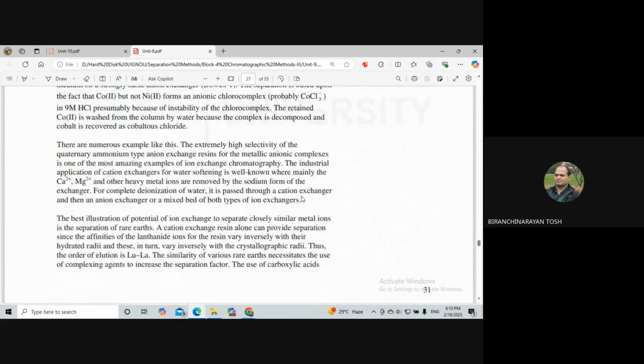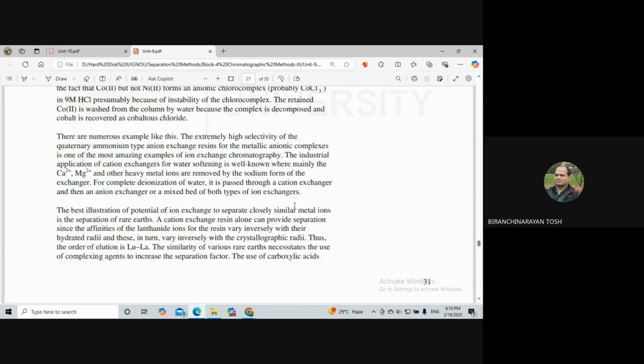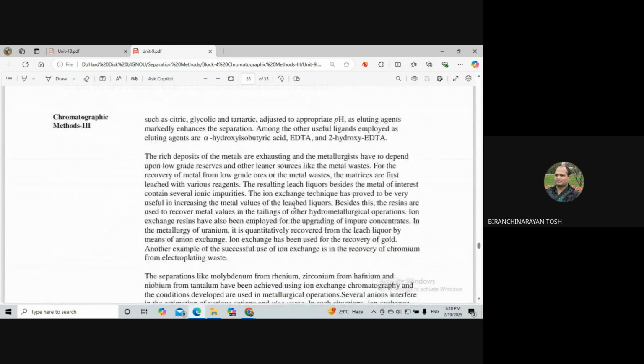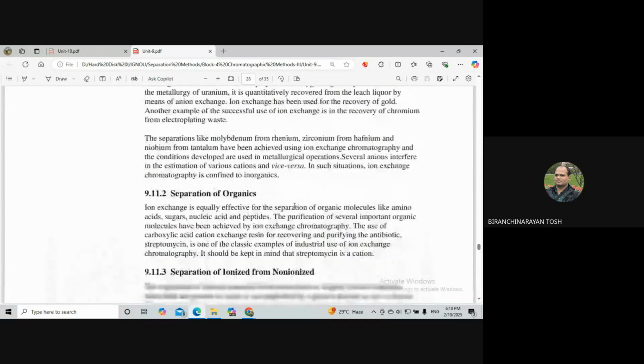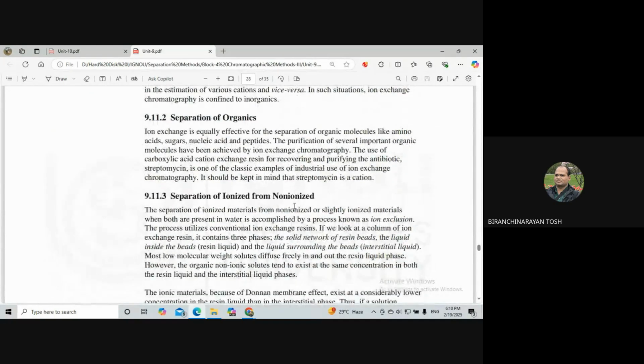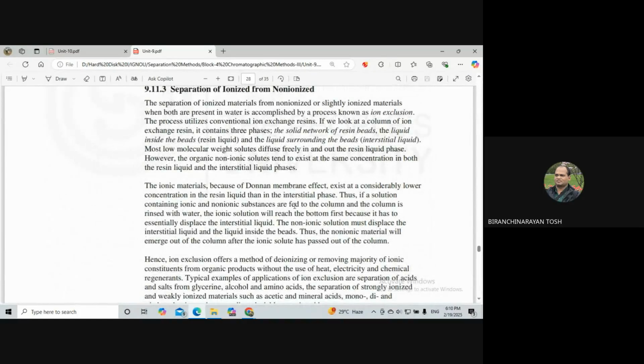Detail you can go through in the manual which is provided to you, the reading manual. Then separation of organics, separation of ionized from non-ionized.